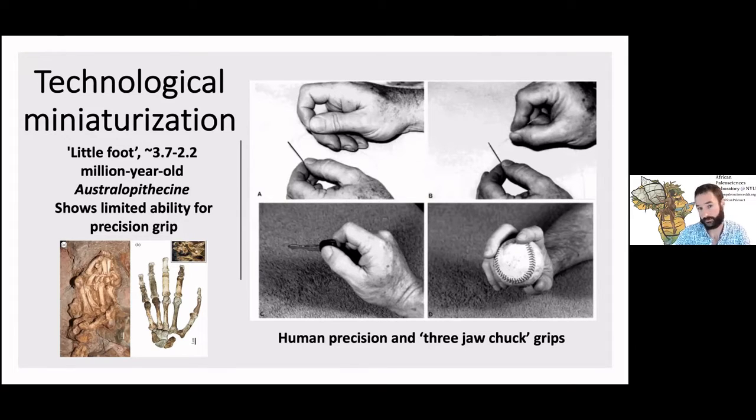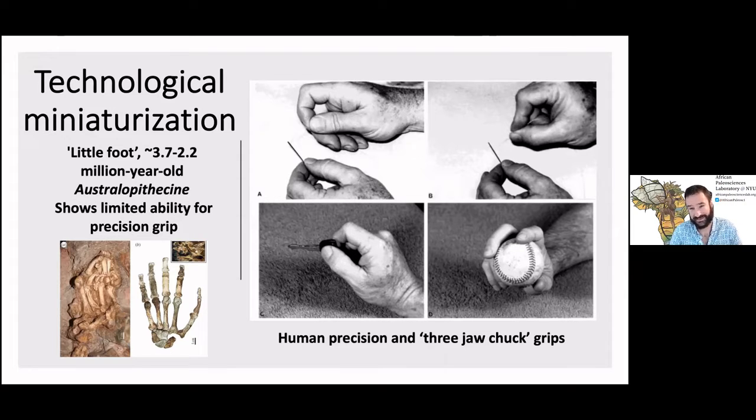Littlefoot's hand looks much more like a chimpanzee's hand, a long thumb, very long curved fingers that probably grasped small things in that pincer-like manner. So it's not to say that Littlefoot didn't grab small things and use them, small tools, but it seems like it had a very limited ability to do them. And when it did them, it probably wasn't able to use them with great force.